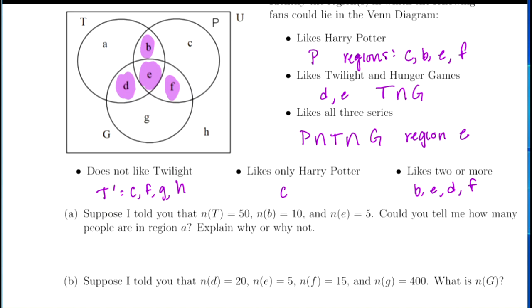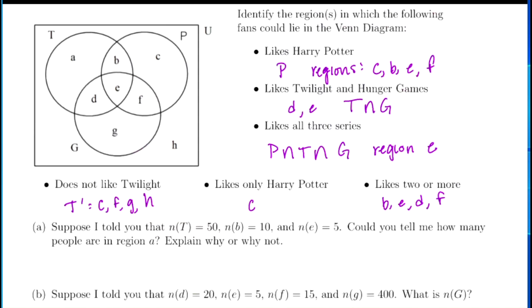Okay, so now let's put some numbers to that. We are being told that the cardinality of T, the number of fans who like Twilight, is 50. The number of fans in region B is just 10. The number of fans in region E is 5.